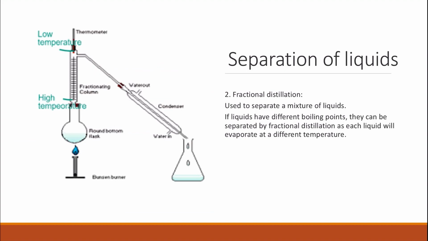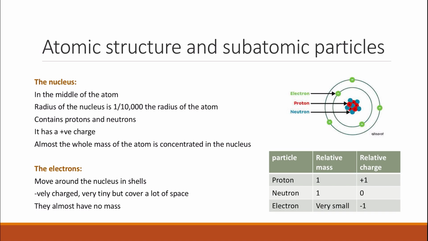If you have a mixture of two different liquids with different boiling points, you can use fractional distillation. In fractional distillation, you simply add a fractionating column, and in the fractionating column, the temperature will be higher at the bottom and lower at the top. The liquid with the lower boiling point will reach the top of the fractionating column as a gas, and then it will go through the condenser where it condenses, and then it can be collected in the receiving flask.